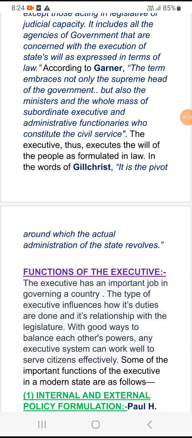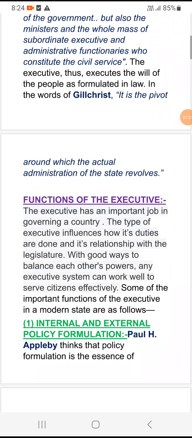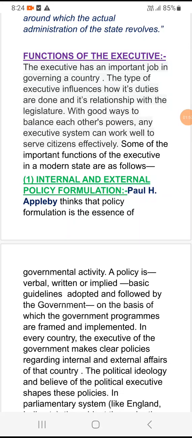The executive thus executes the will of the people as formulated in law. In the words of Gilchrist, it is the pivot around which the actual administration of the state revolves. Functions of the executive. The executive has an important job in governing a country. The type of executive influences how its duties are done and its relationship with the legislature.